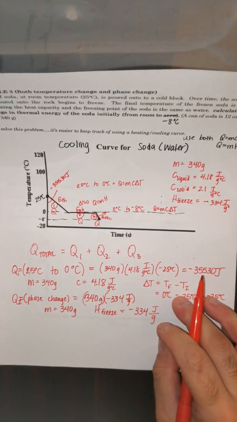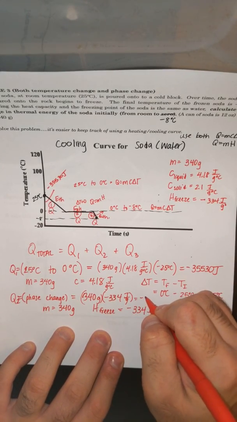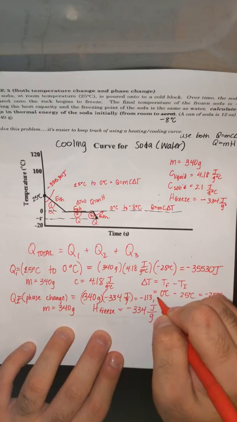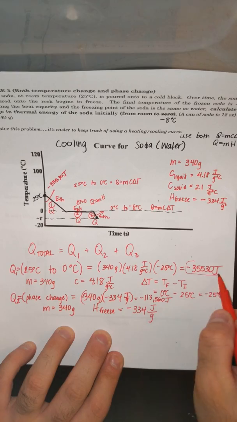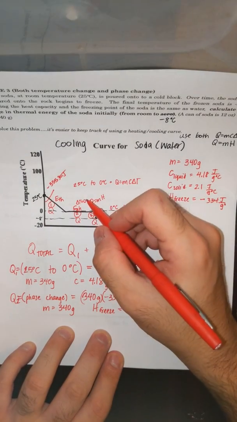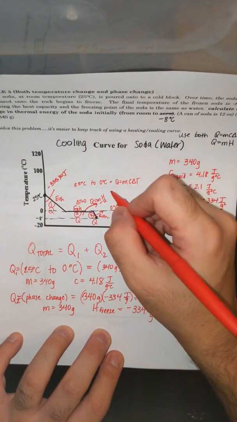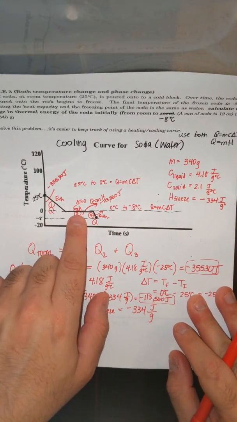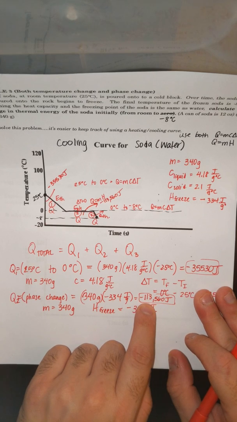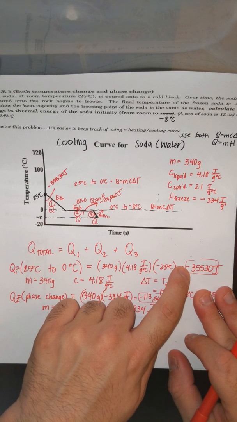And we actually got this in our last video. This requires negative 113,560 joules. And that number is going to be associated with freezing right here. So I'm going to put that there. 113,560 joules. Right? So this segment is losing over 113,000 joules. This segment is losing over 35,000 joules.